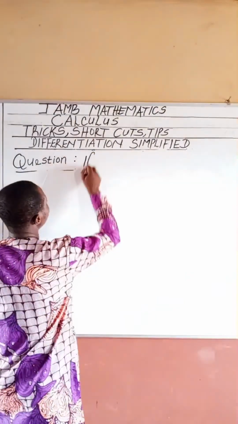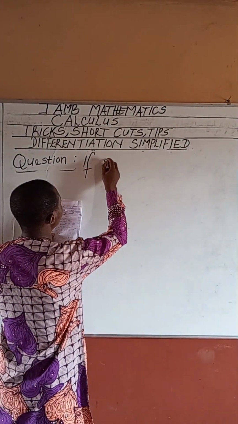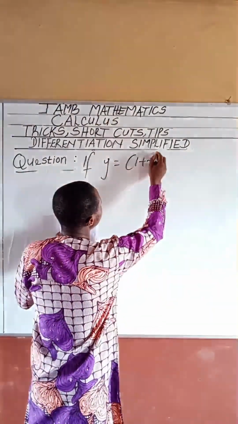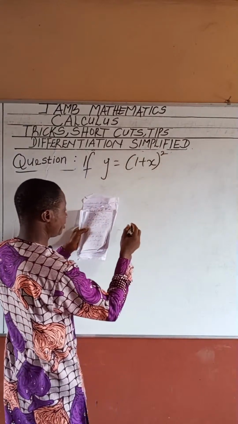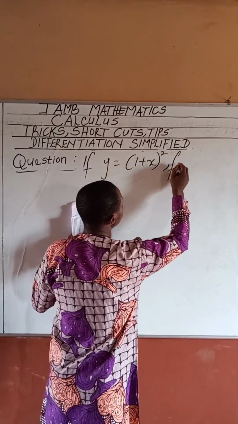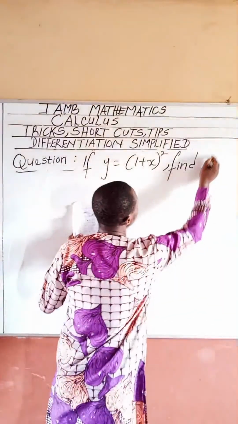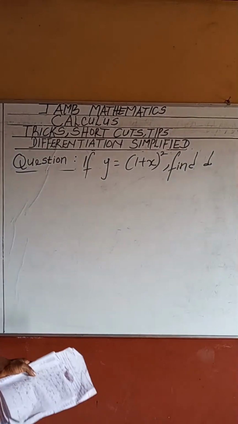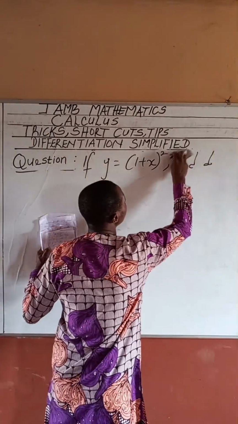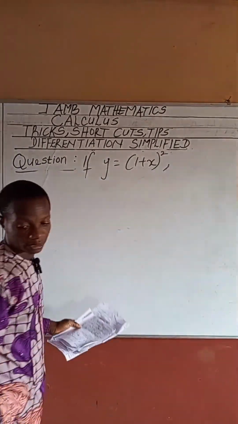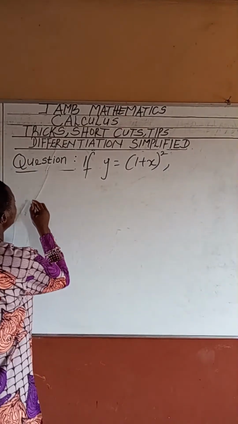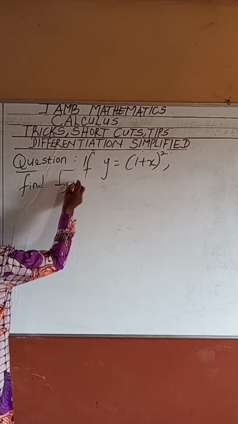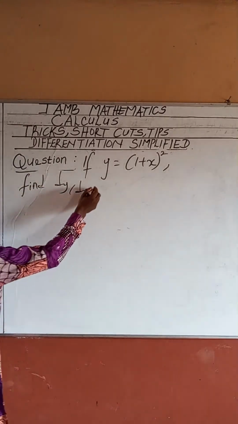Here we have, if y is equal to (1 plus x) squared, find dy/dx. I don't know, can you see from here? I'm just being very careful so that I don't write what you cannot see. Let me write it here. Find dy/dx. This is what we have for the next question.